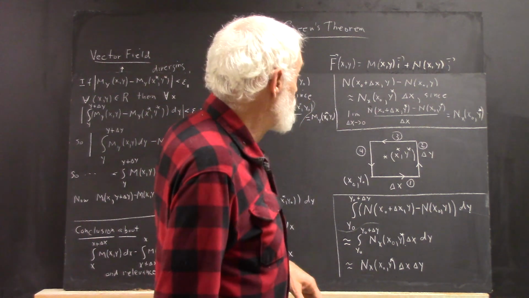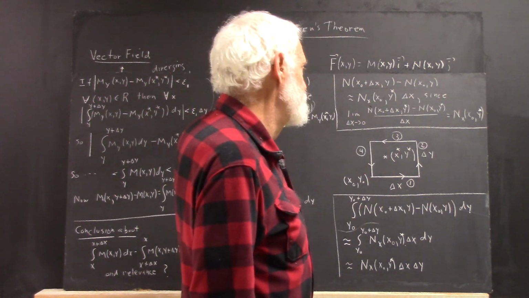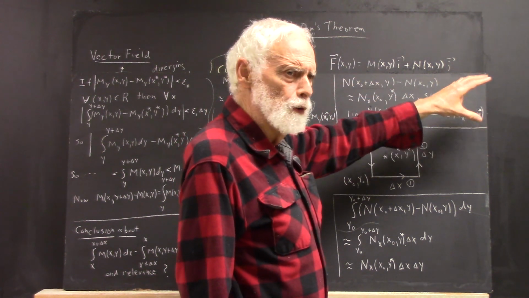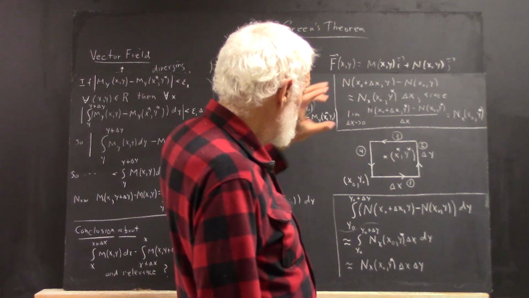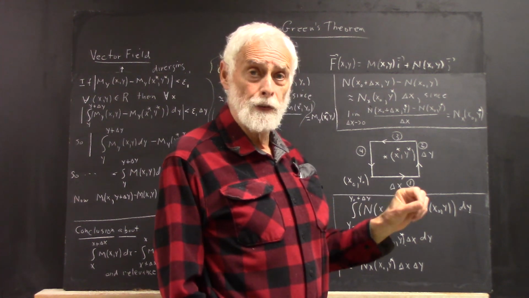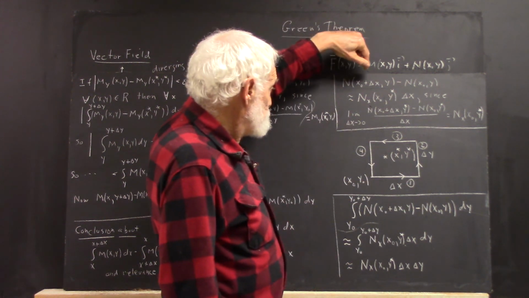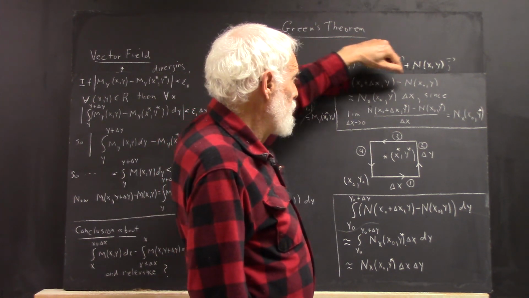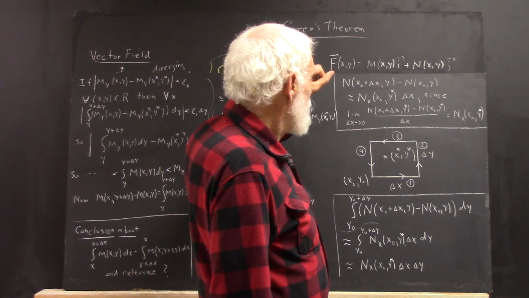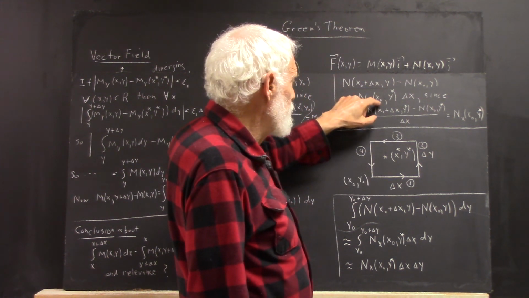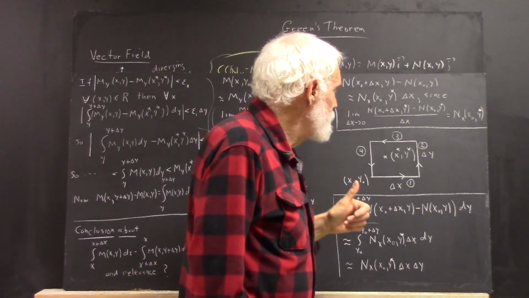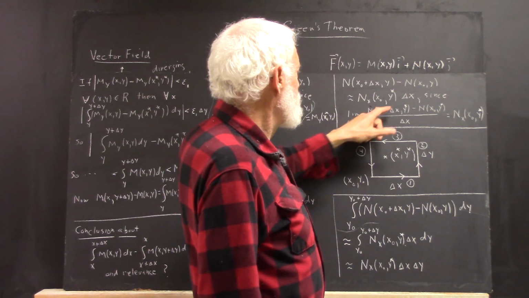So, what is the difference in the values? Well, I originally made a statement that didn't have stars on the y's, so ignore the stars on the y's for a minute, and then I'll talk about why I put the stars on the y's and why that might not have been a wise thing to do. N of x naught plus delta x, y minus n of x naught, y has to be approximately equal to nx of x naught, y times delta x, for any given y value.